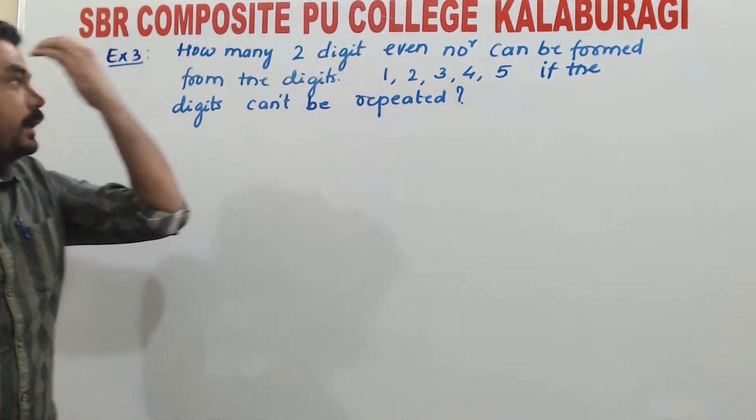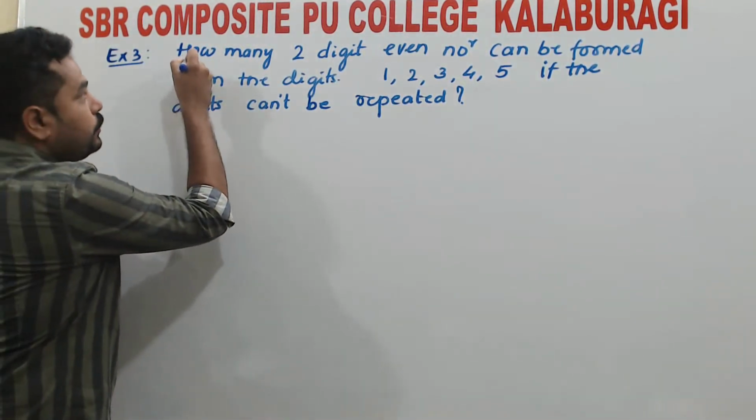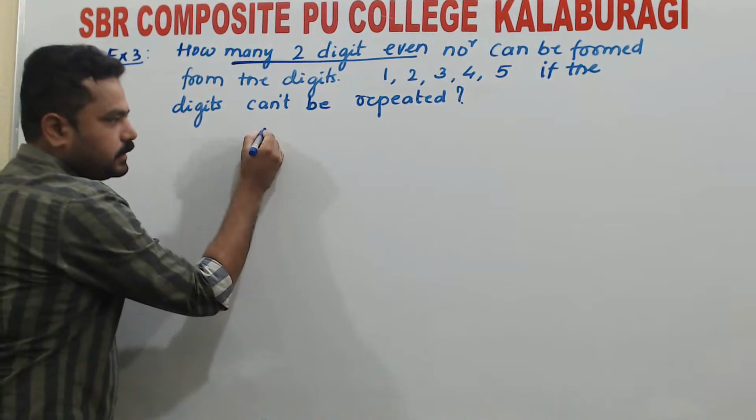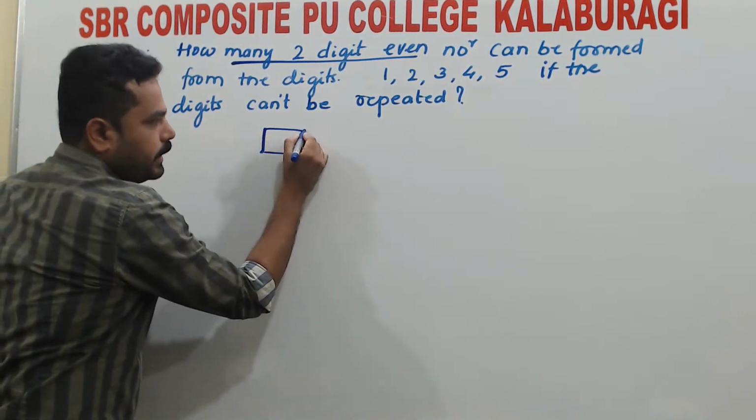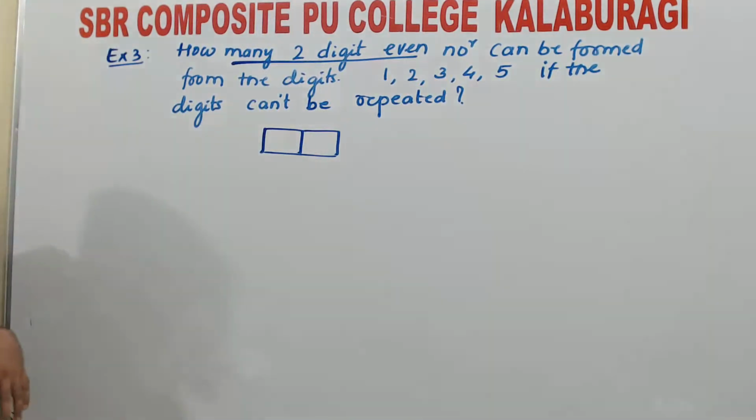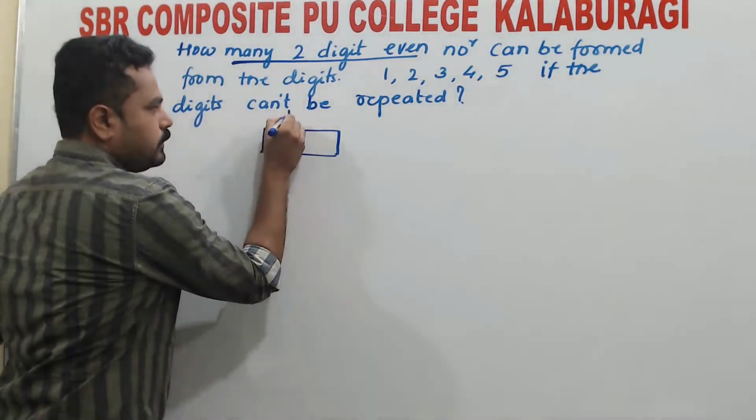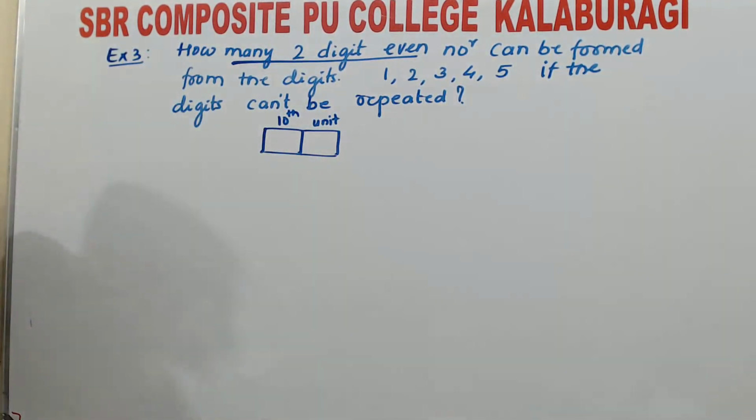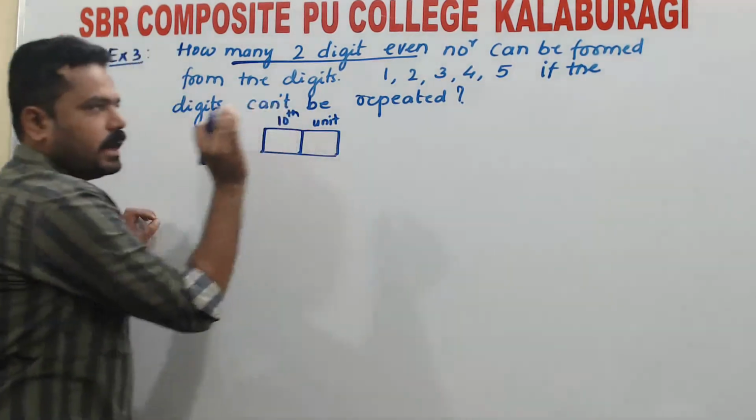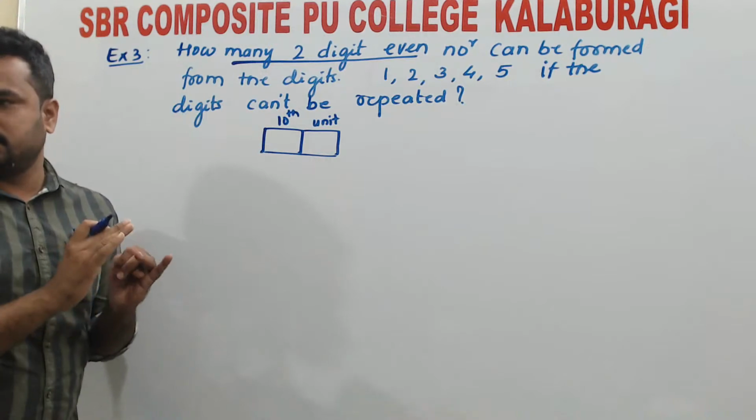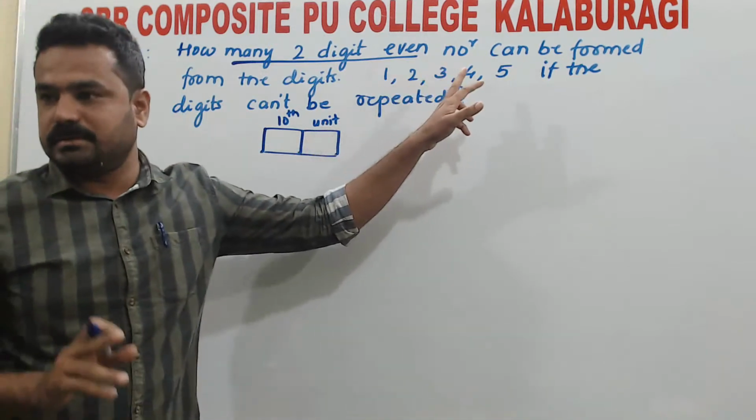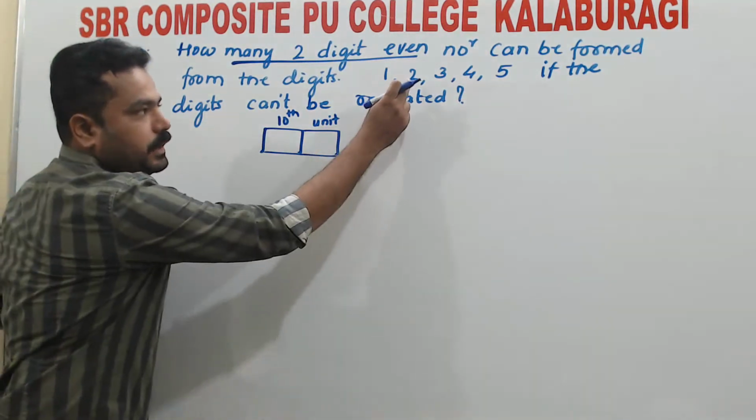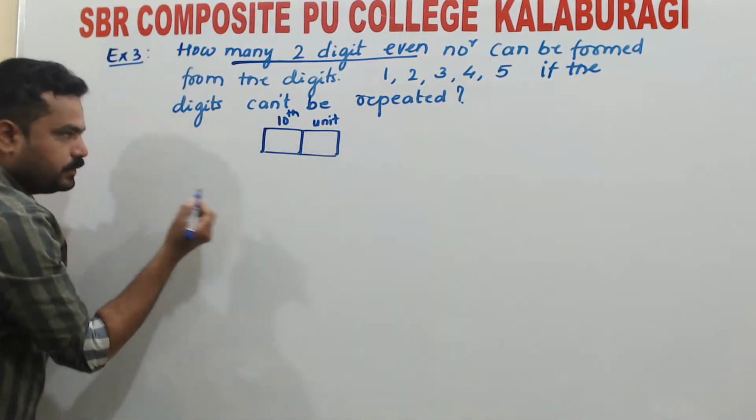Here, what is our problem? We have to form the two-digit even numbers. Therefore, take the tens place and unit place. Okay, this is our tens place. And this is our unit place because we have to form the two-digit even numbers. Even number means the unit place should be either 2, 4, 6, 8, 0. But here we don't have any 6, 8, 0. Here we have only 2 and 4. So the unit place should be filled with only 2 and 4.